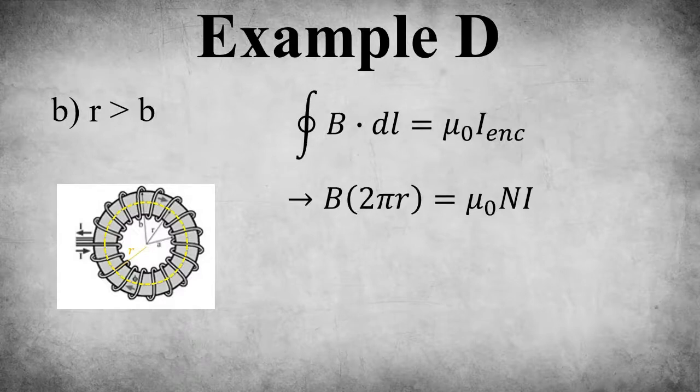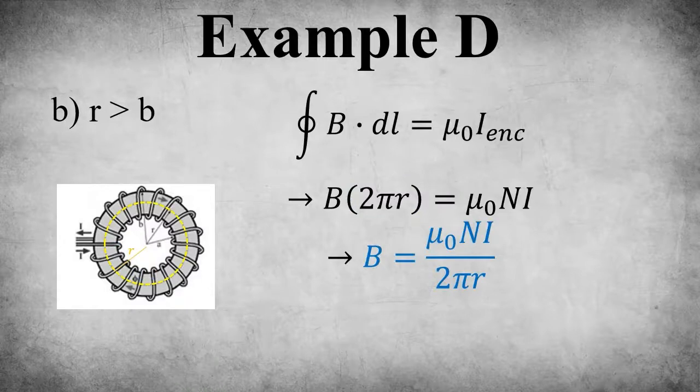So here's our next step here. Our current enclosed is just like the solenoid, it's Ni, because if I have current going this way, I enclose it every single time. So I enclose the current, enclose the current, enclose the current. For every loop, I enclose that current. And of course, I have an Amperian circle, so the integral of dl for that is just the circumference, which is 2 pi r. And there's your answer. That is the magnetic field due to a toroid.